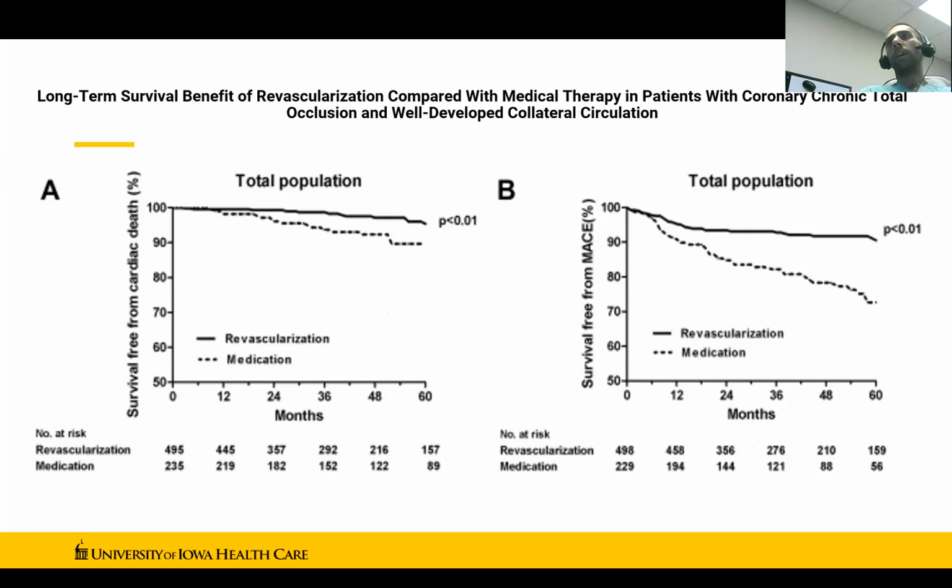And then, we get questions on what about the presence of collaterals. A lot of times, my colleagues would say, well, this CTO has got very good collaterals from the other arteries, so this should be good. Well, there's a big registry that looked at patients who underwent chronic total occlusion PCIs in the presence of collateral circulation. And again, patients who actually underwent revascularization had a significant survival advantage as well as decline in major adverse cardiovascular events all the way up to 5 years.